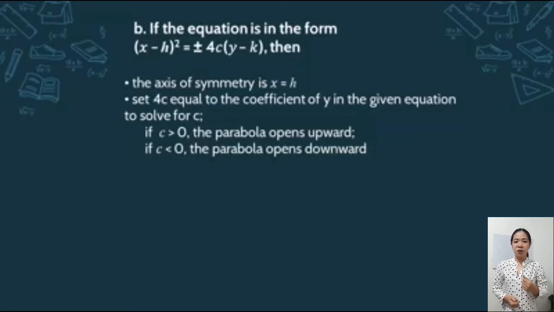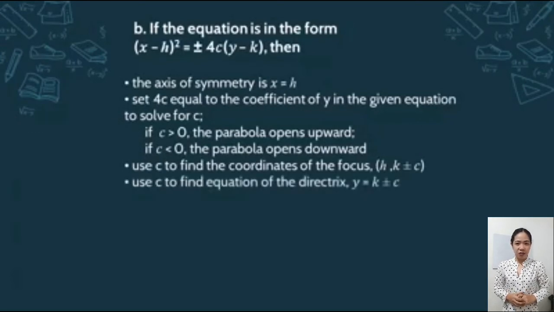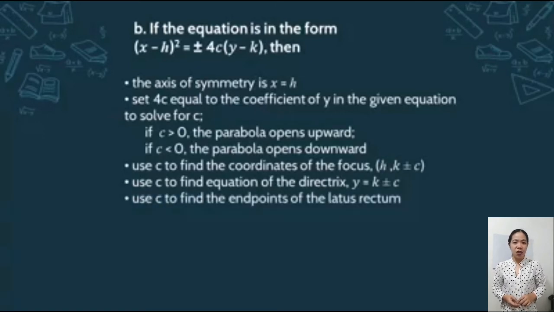We can use c for the following. First is to find the coordinates of the focus. That would be h and k plus or minus c. And then the equation of the directrix, that is y equals k plus or minus c. Lastly, it can be used to find the endpoints of the latus rectum.